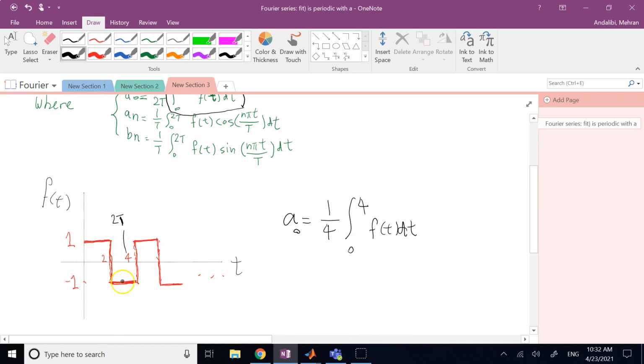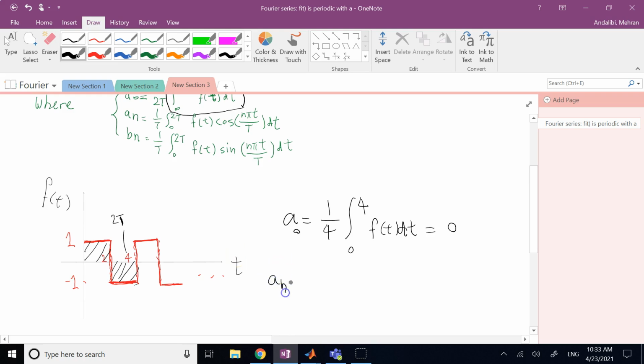If I look over one period from here to here, the area under the curve is clearly 0. So this integral is 0, and if I divide it by any number, no difference, it is going to be 0. So a naught, the average value of the signal going from positive 1 to -1, if you draw average, the average is 0. So there is no bias in this signal because it's symmetric about the t-axis. But now, what about an?